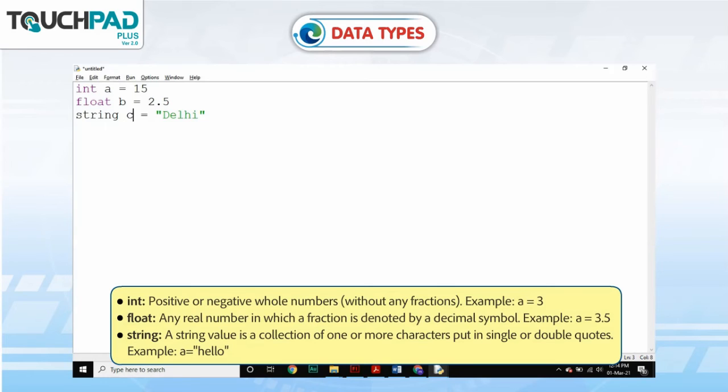Example, a = 3. Float, any real number in which a fraction is denoted by a decimal symbol. Example, a = 3.5. String, a string value is a collection of one or more characters put in single or double quotes. Example, a = "hello" in double quotes.